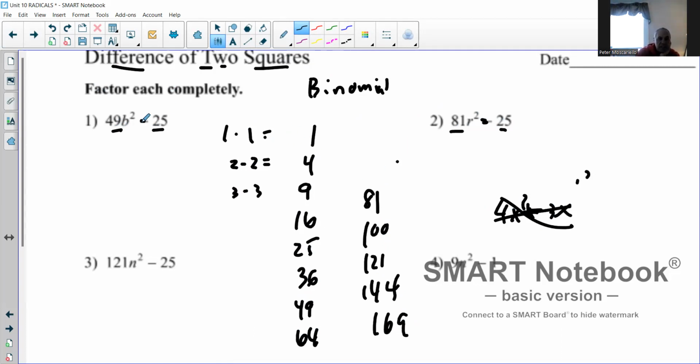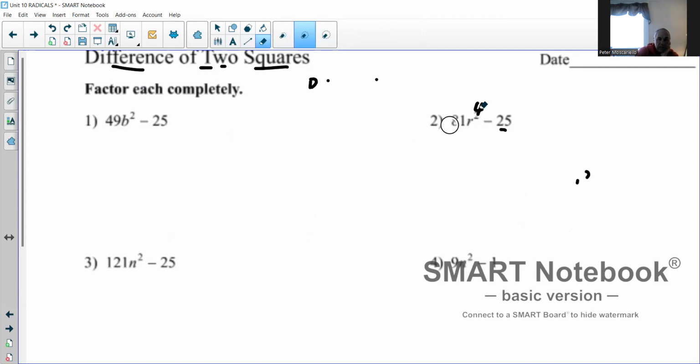So here's the deal. Going to have a minus. These both have to be on our perfect square list, which they are. And then any exponent has to be even. Doesn't have to be a 2. Could be a 4 or a 6 or an 8. Going to be even. So those 3 things have to be evident in order to factor by difference of squares. And in all these problems, I believe that is evident.